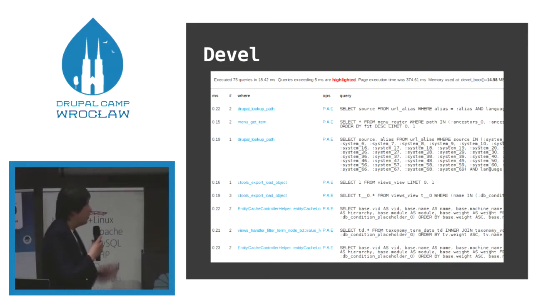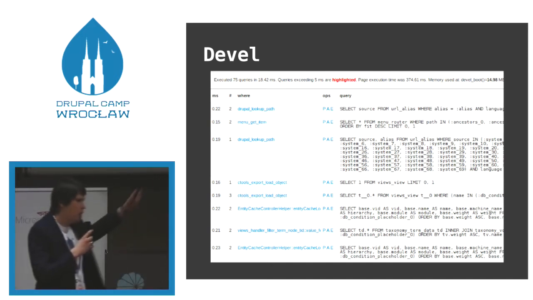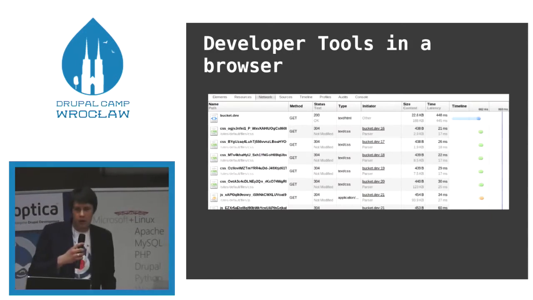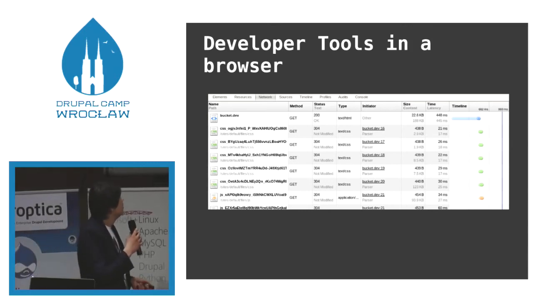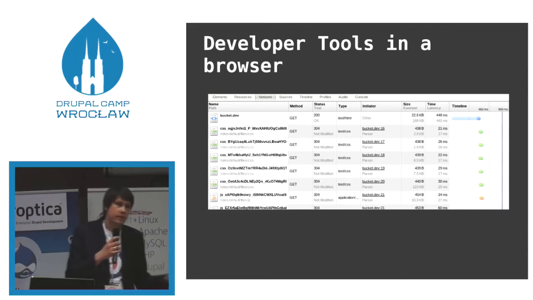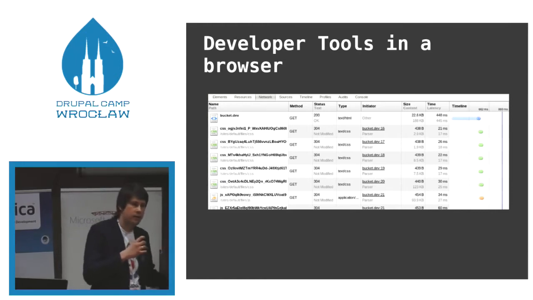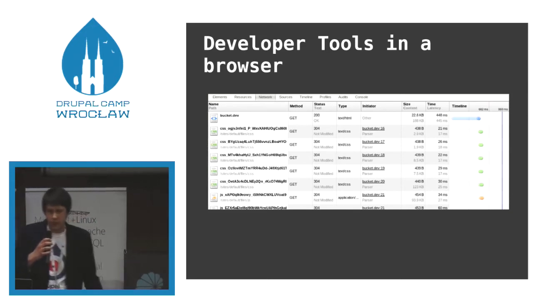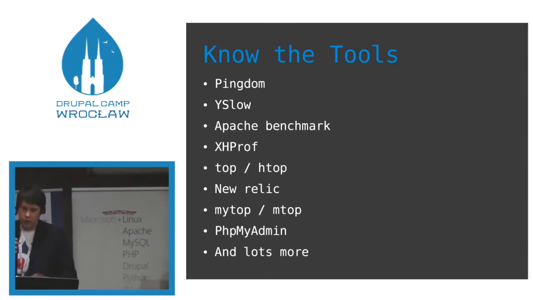But I will tell you that Devel is a great module which lets you output the whole log of SQL queries. It will show you how much memory your web page consumes and how fast your page load time is. The second great tool is built into every modern browser, even Internet Explorer now has this. It's called developer tools, and it helps you understand how fast your site is on the front end. It will show you all requests, all CSS loads, all JS loads, images and so on, and how much time it took to load each.